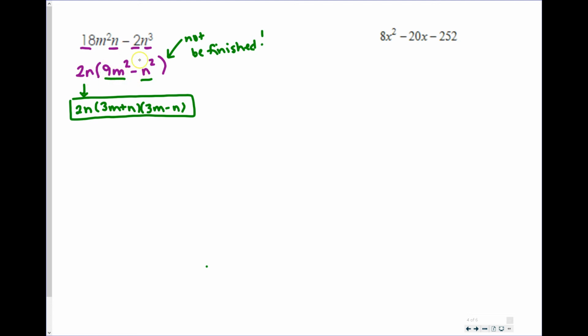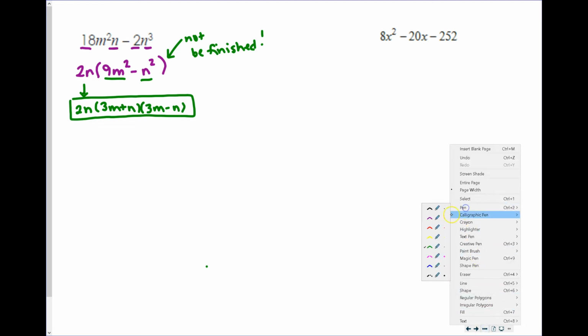This is factored, we can multiply this out and still get the first problem, but it's not completely factored. We want to make sure that it's as factored as much as possible. Okay? The last problem in this section, 8x squared minus 20x minus 252.